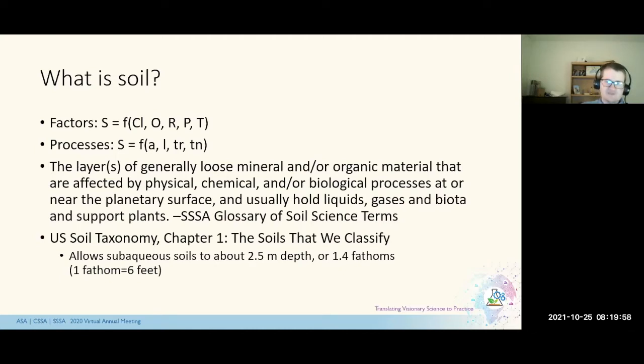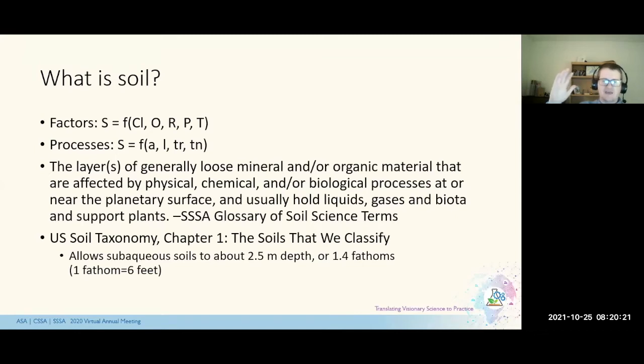and it's almost as complicated as asking a biologist what life is, or a physicist what matter is, right? These are the deep questions that underlie some of our scientific disciplines. And then, of course, the practical side of things in U.S. Soil Taxonomy, Chapter 1, that's the chapter of the soils that we classify. They have a giant definition.